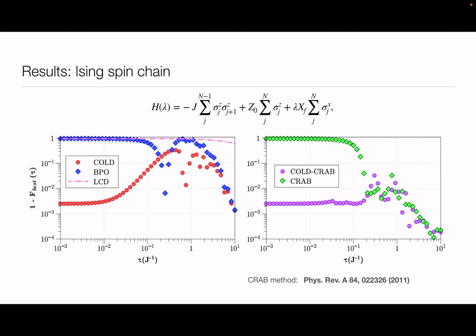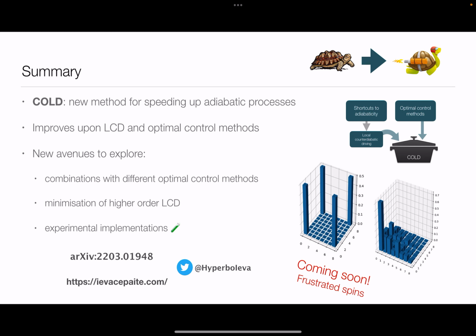And just to flag up a very quick result, this is just for a spin chain, 5 spins. You can see how the local counterdiabatic drive really doesn't perform well. The blue dots are simply optimal control. And then we see that at very short times, so on the bottom there's the driving time, at very, very short times, the fidelity of the final state for driving across some transition is very, very high. And so that's on the left side. On the right, we just include this method called CRAB from optimal control, which is a very popular method of optimal control. We show that we can combine it with that as well and get very good results at short driving times. So in summary, we have a new method called COLD for speeding up adiabatic processes.